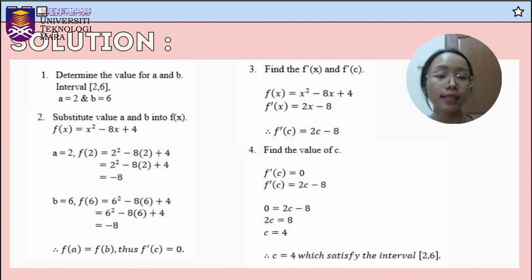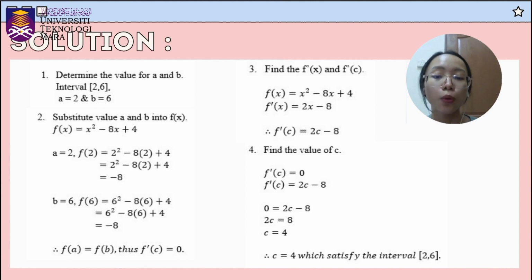To solve this Rolle's theorem question, we will first determine the values for a and b from the interval. We need to remember that the smallest value will be picked as a and the largest value will be picked as b. Thus, for this question, a is equal to 2 and b is equal to 6.